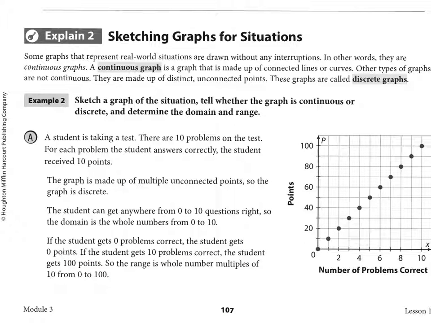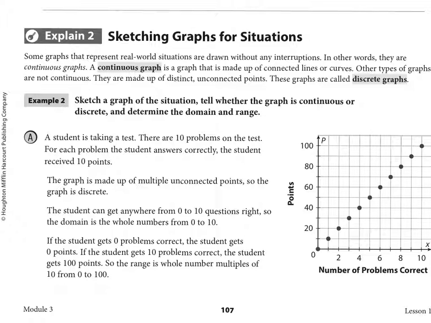So one of the things here we need to learn is a continuous graph and a discrete graph. Practically everything you guys have done, probably up to this point, has been a continuous graph. All a continuous graph is that you can write a smooth, connected line or curve. A discrete graph are individual or independent points. They have a pattern, whether they go up, go down, stay the same. The problem is they are not connected.